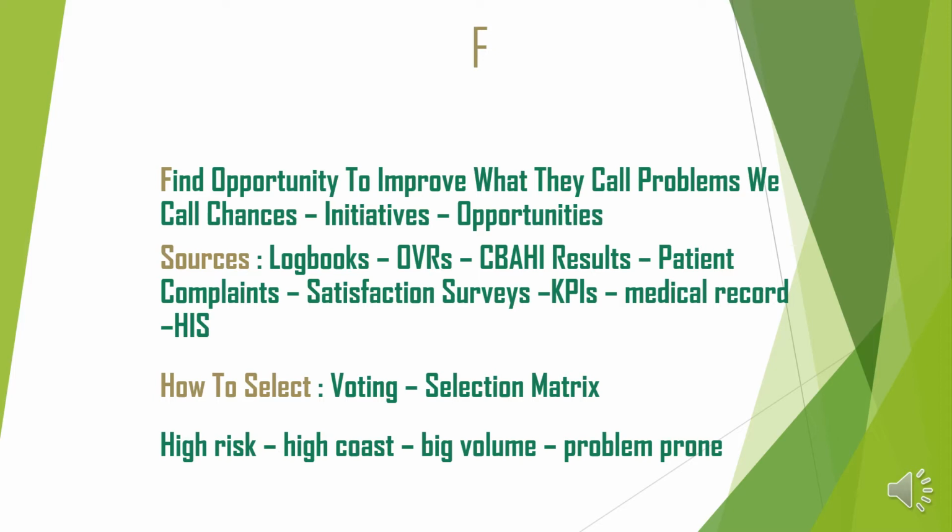Big volume, something is happening every day and we need to improve it, like patient admission, patient transfer, patient discharge, waiting number in OPD. All of these are big volume and it can affect the facility, so we can start with them. And lastly, problem prone: if any process inside the healthcare facility is giving us a lot of problems, we can start our improvement project for them. So those are the selection criteria for the improvement project.